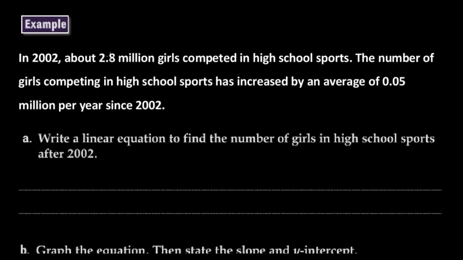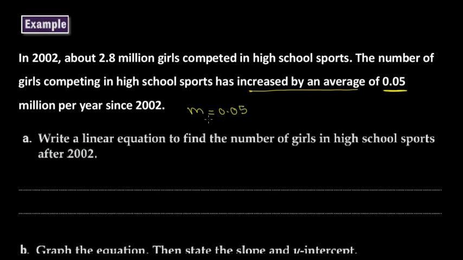Now, problem solving. In 2002, about 2.8 million girls competed in high school sport. The number of girls competing in high school sport has increased by an average of 0.05 million per year since 2002. We need to write the equation to find the number of girls in high school sport after 2002. We have a linear equation because we have a constant rate of change. Since it increased by an average of 0.05, it means we have a constant rate of change. So the slope of this equation will be 0.05.